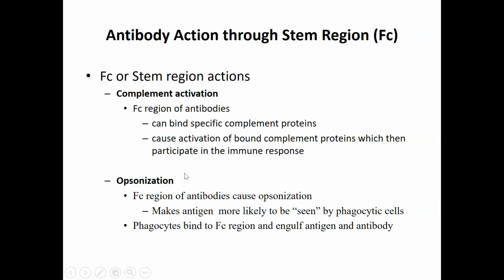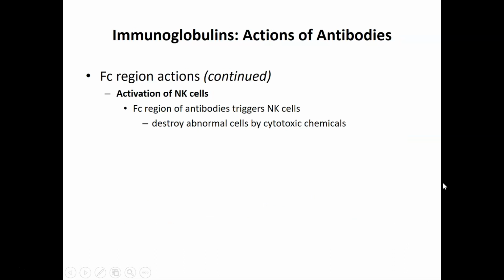Another thing that antibodies can do through their stem region is opsonize, coat a pathogen. And this is similar to what complement proteins can do. Both can opsonize a pathogen. And when either of them or both of them opsonize a pathogen, it makes it a much more likely target for phagocytes to recognize, to bind, and to incorporate and degrade the pathogen.